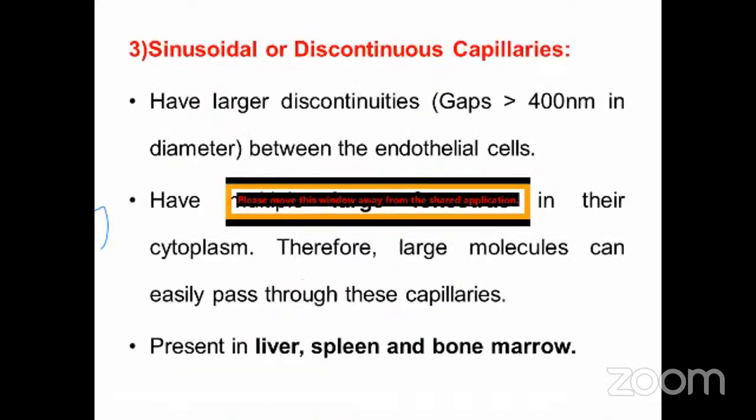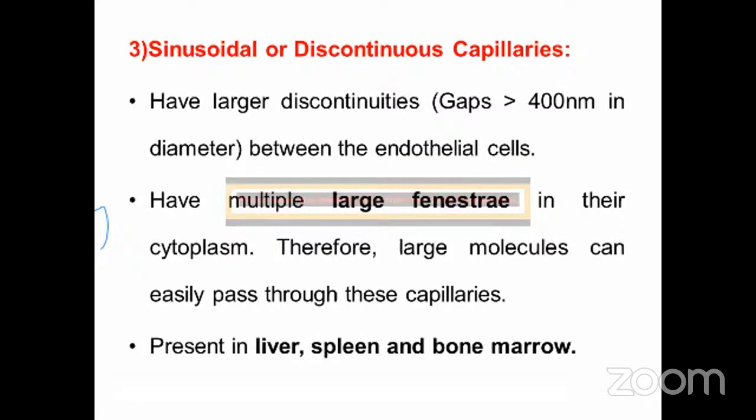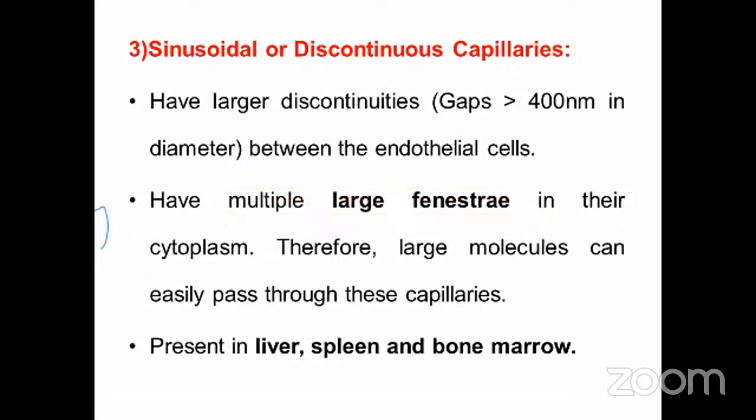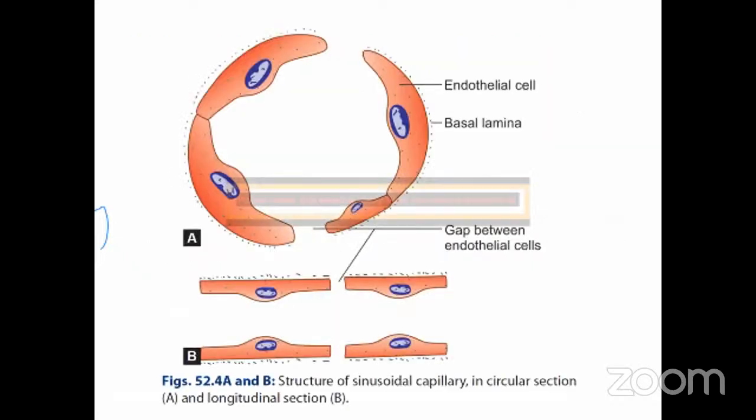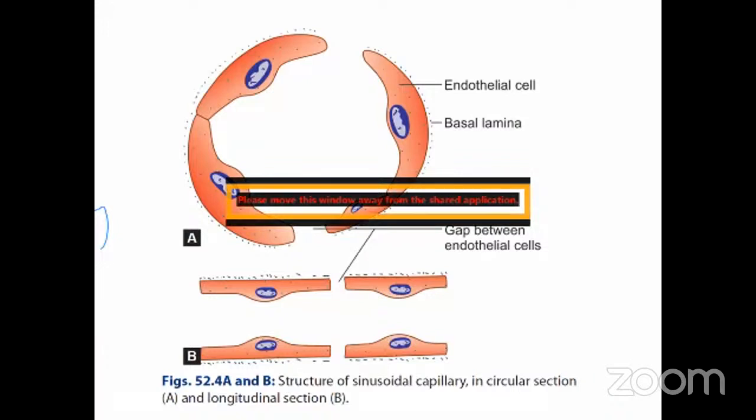Then the third one is the sinusoidal or discontinuous capillaries. The gap is more than 400 nanometers in diameter. So there is a large transport of large particles or large molecules through these capillaries, present in the liver, spleen, and bone marrow. These are called sinusoidal capillaries. Large fenestrae are present. This is the diagram of the sinusoidal capillaries, with gaps between endothelial cells of more than 400 nanometers in diameter.